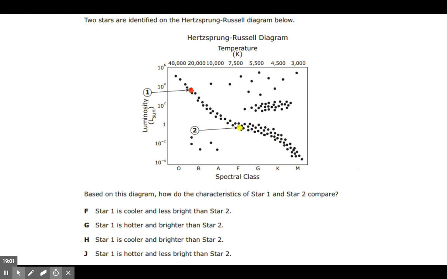Now you have to look at temperature. Star 1 is further to the left, falling at about 20,000 Kelvin, while star 2 is about 7,500 Kelvin. So of course, star 1 is also going to be hotter. So the correct answer is G. Star 1 is hotter and brighter than star 2.